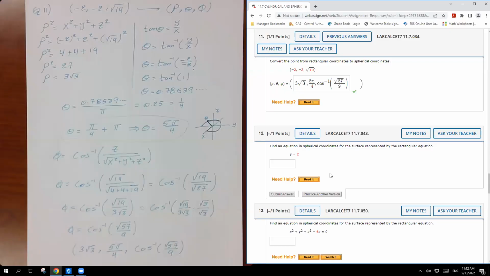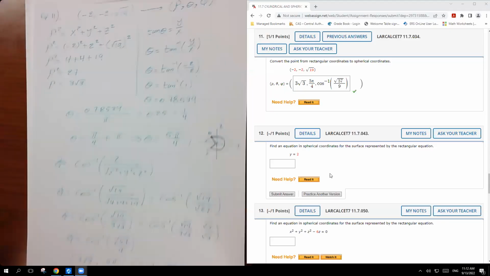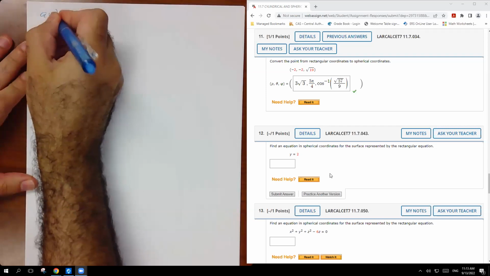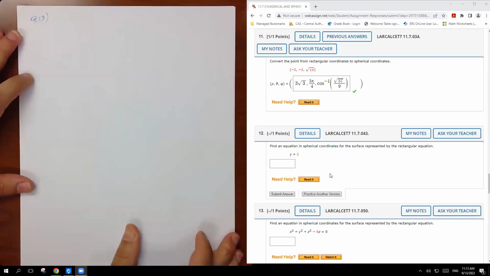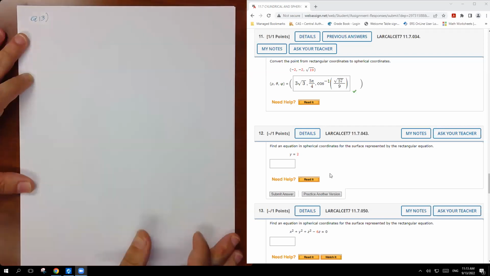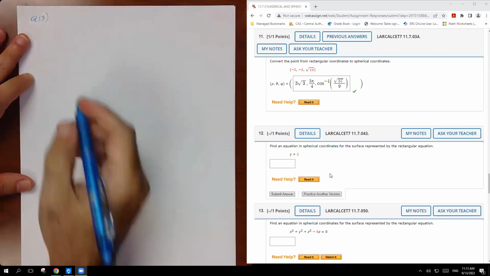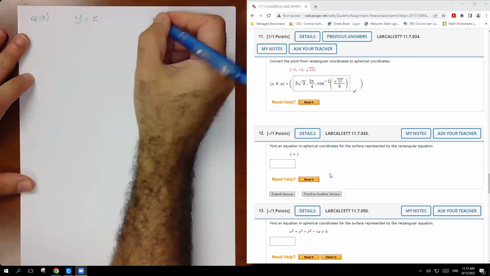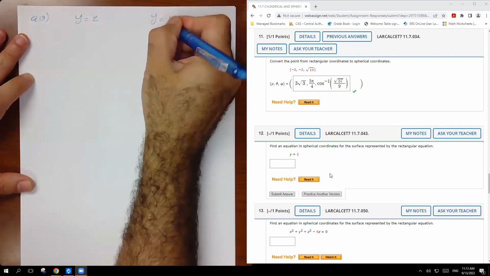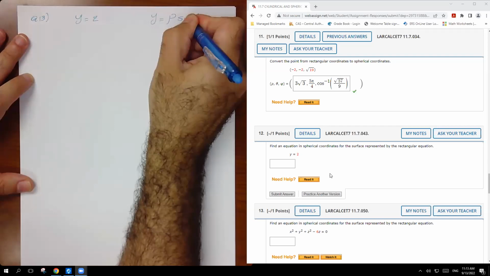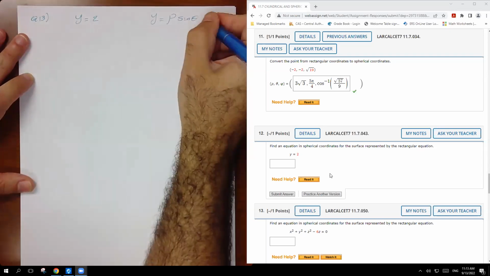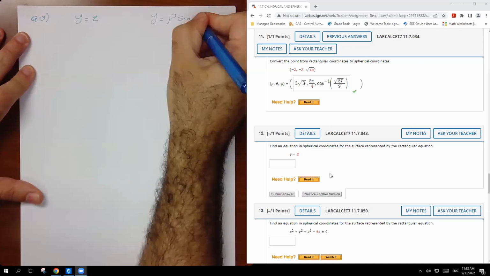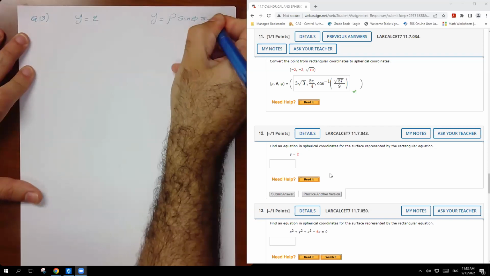So let's go to question 13. We have rectangular equations. We need to write down the spherical one. So y equal to, we need to write down the spherical equations. I already know y equals rho sine phi sine theta, which is the same thing, but here is the formula.